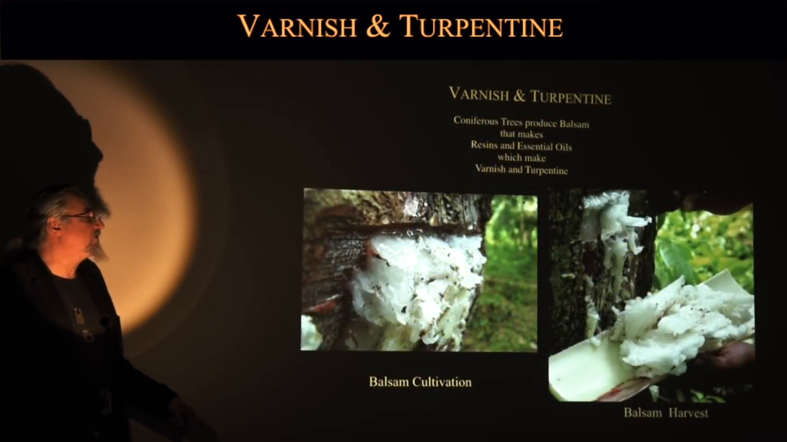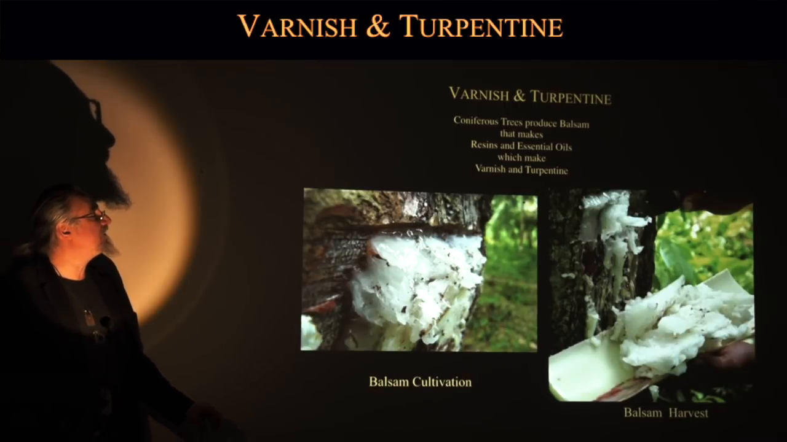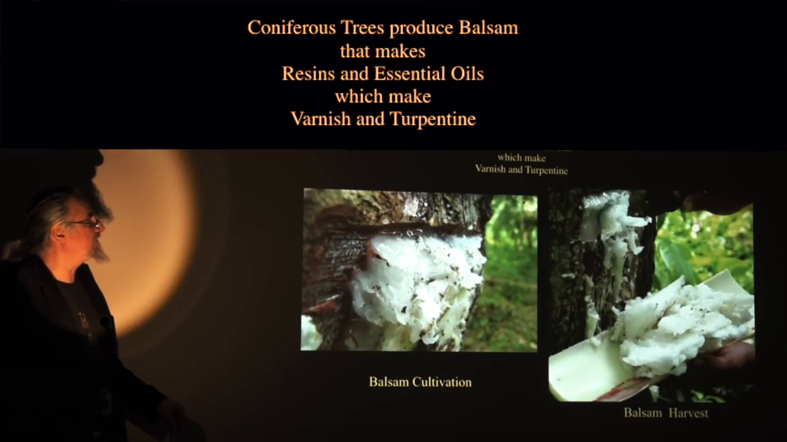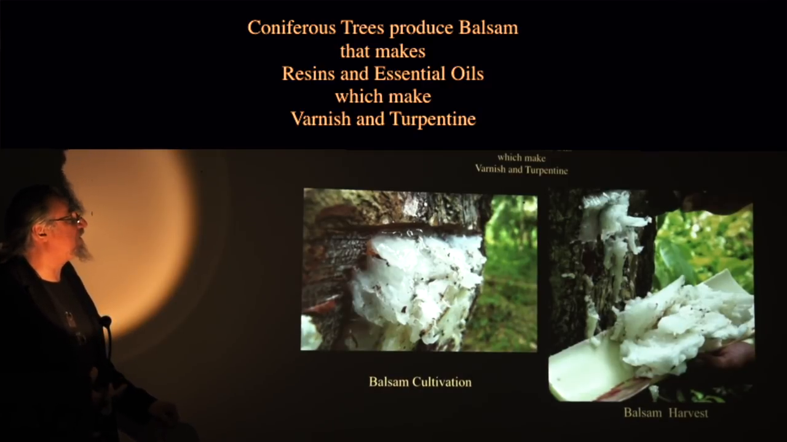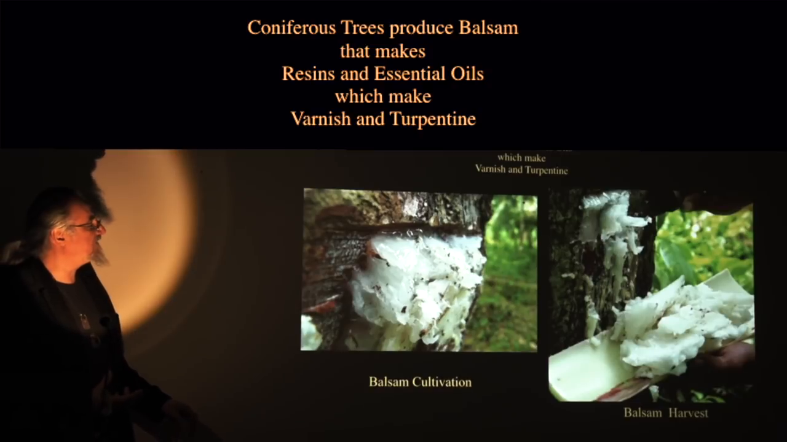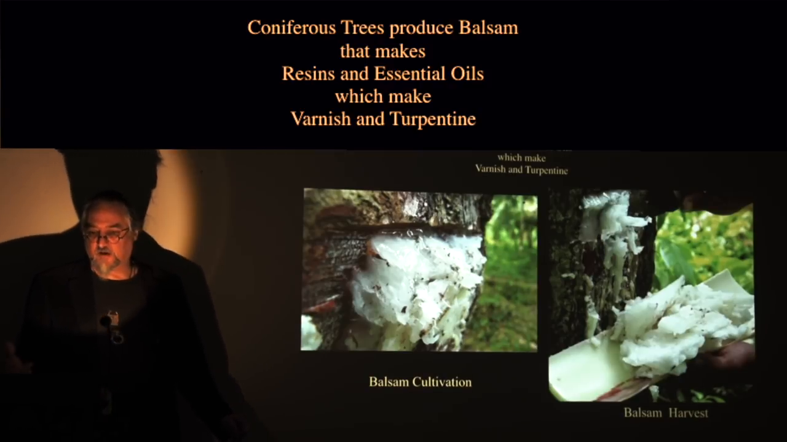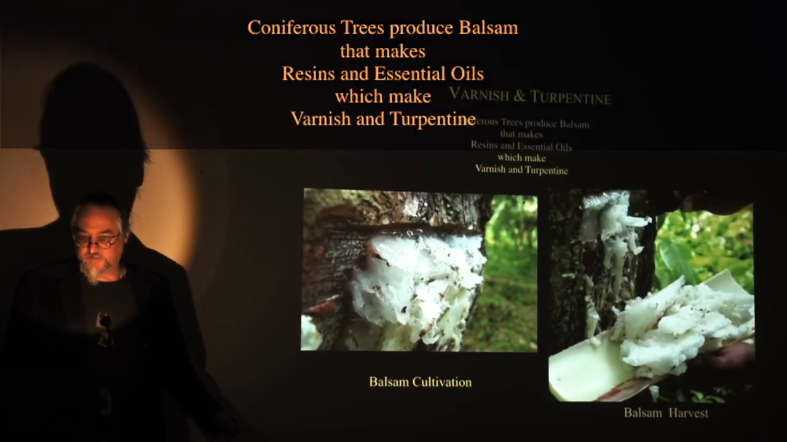Let's look at varnishes and turpentines. Now, think of a coniferous tree and how this coniferous tree can be cut, and this substance comes out, which is kind of white and very strong in smell. That is the balsam. And from harvesting balsam, we can create the resins and essential oils that will make up our varnishes and our turpentines.